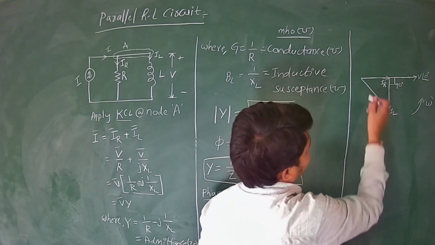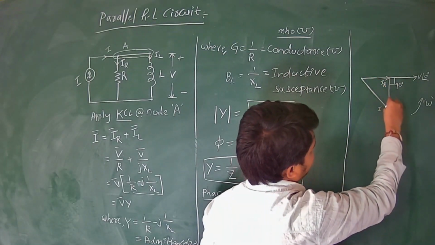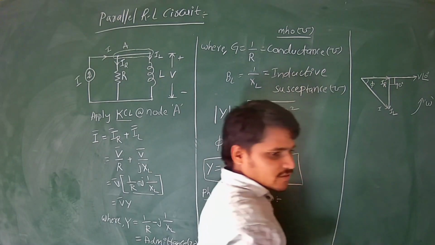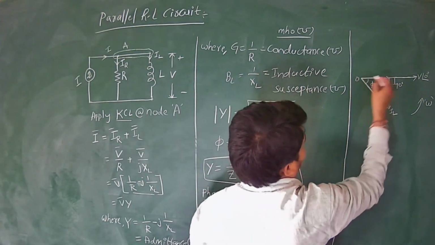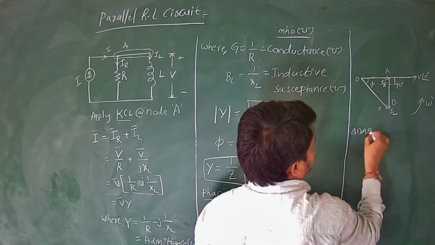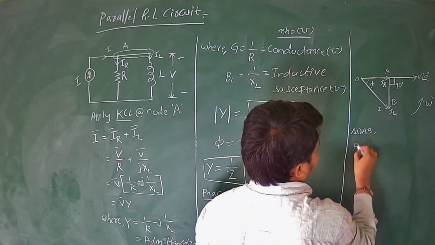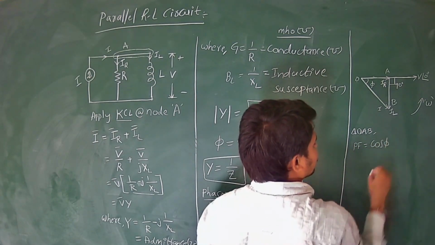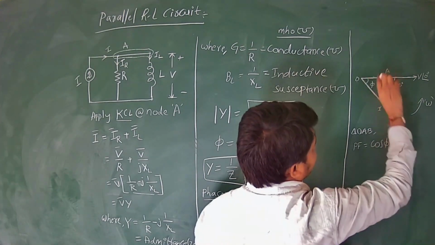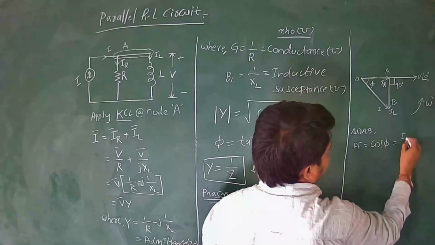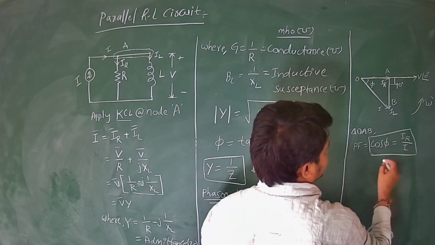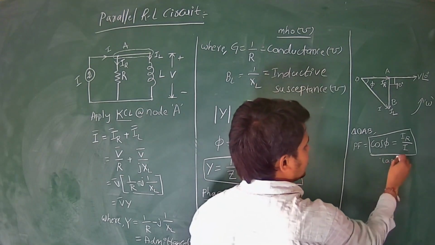Total current is I. Now the phase angle between this I and this V is phi. Let us say triangle OAB. From triangle OAB, power factor cos phi is equal to adjacent by hypotenuse, that is IR by I. Power factor is IR by I. So this is a lagging power factor.